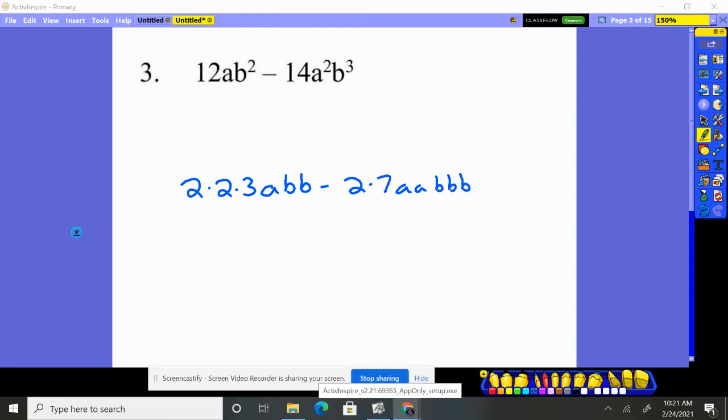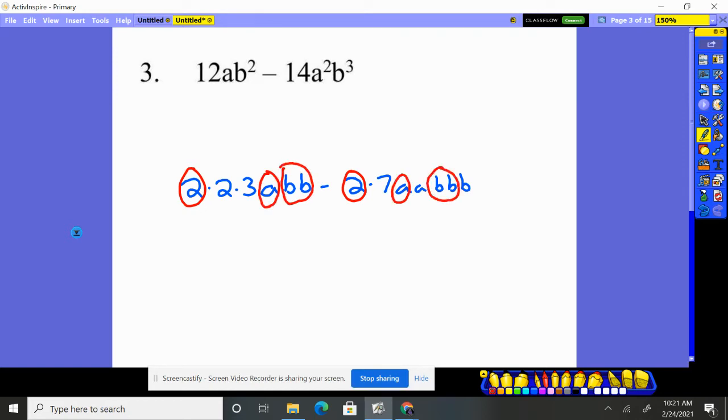Now, what we want to do is find what both pieces share. They share this 2. What else is a common factor they share? They share an A, a B, and a B. That's all they share. So that's what's going to get factored out: a 2, an A, a B and a B, which is B squared.